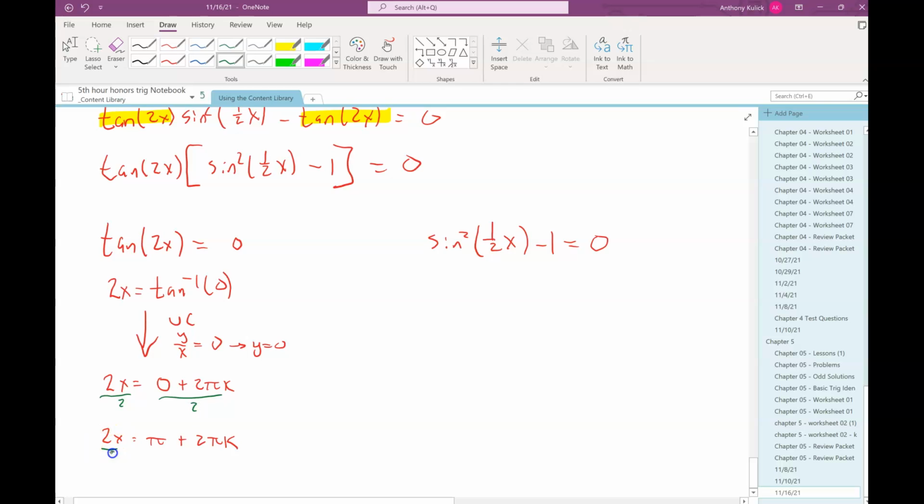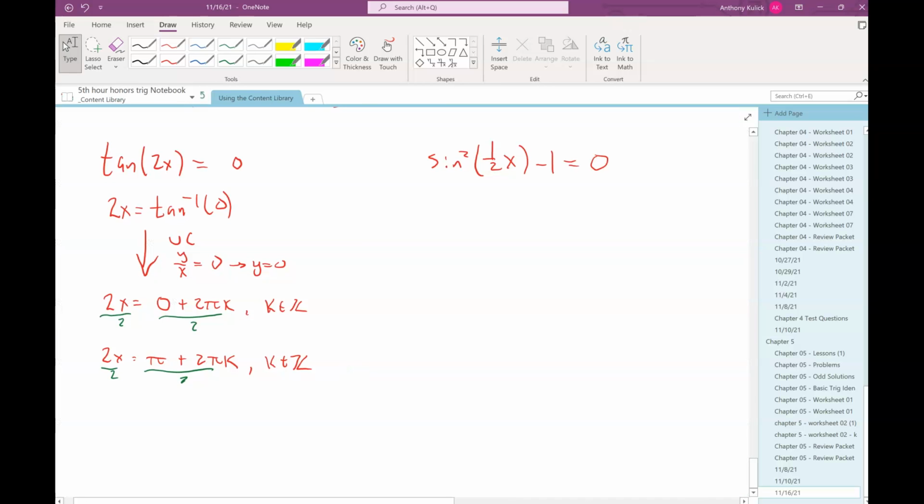Divide both sides by 2. Oops, forgot to write what k is. I mean, we all know, but it should still be there.